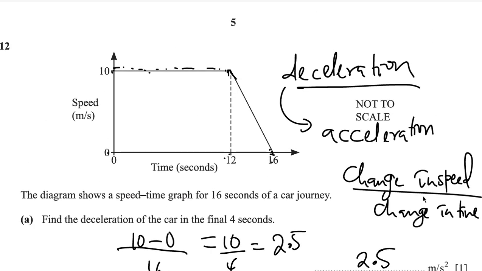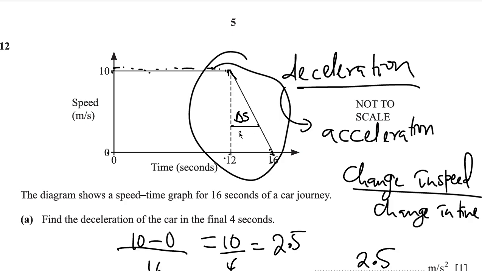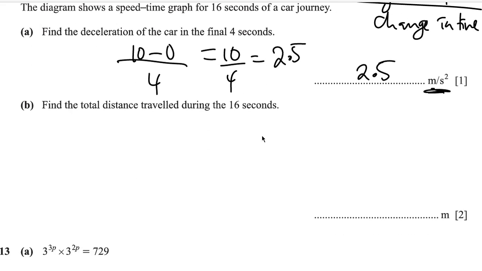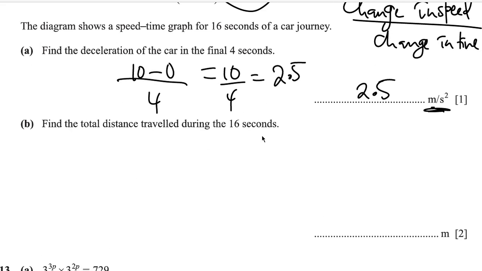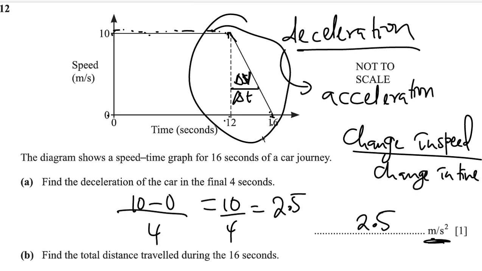That's simply the slope of this graph in this region, right? Because that's the change in the speed divided by the time taken, right? The change in the speed, we could call that v, and then divided by the time taken. That's going to give us the deceleration. Okay, B says find the total distance traveled during the 16 seconds, right?